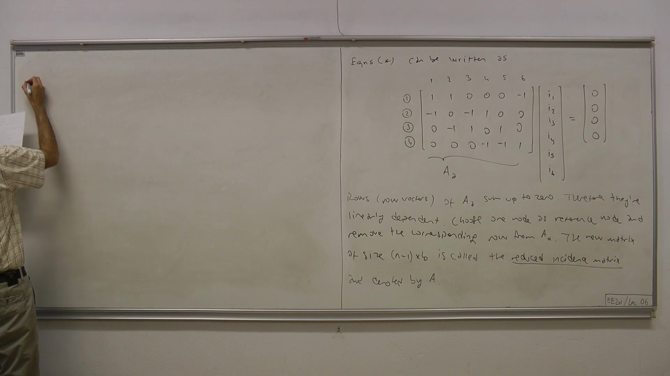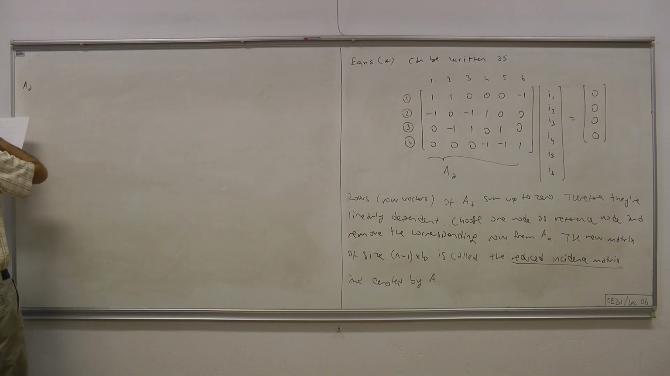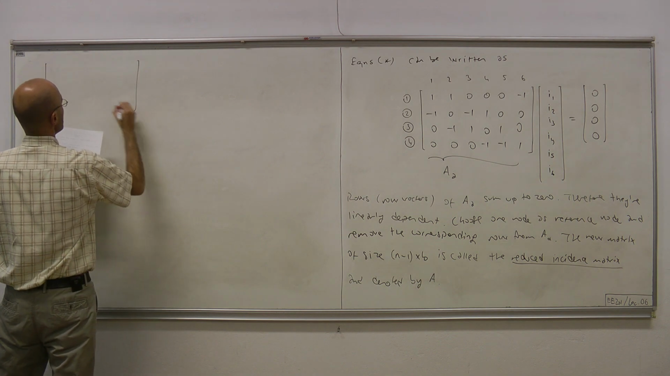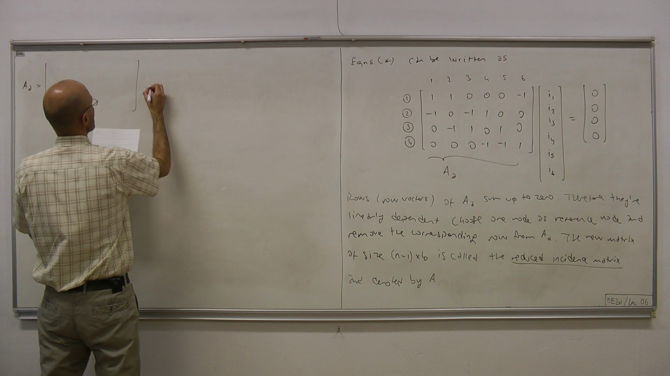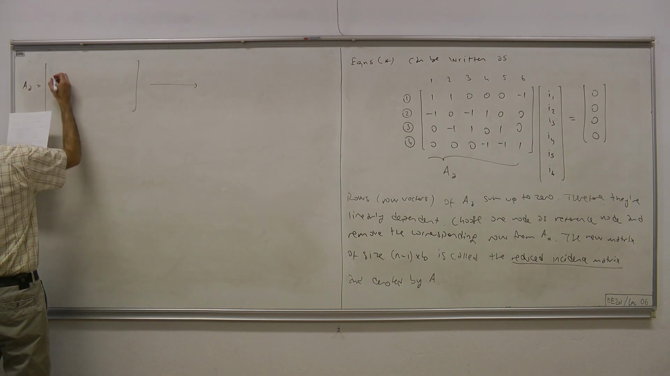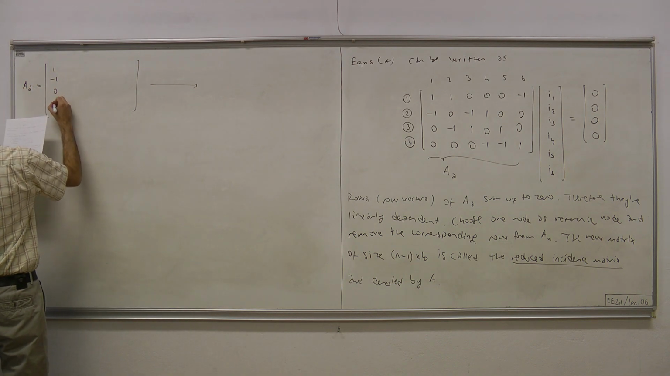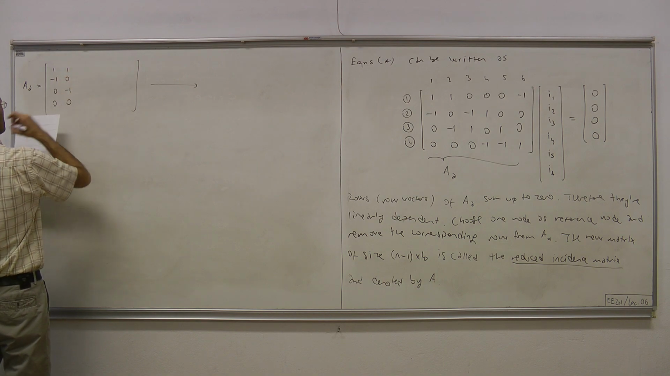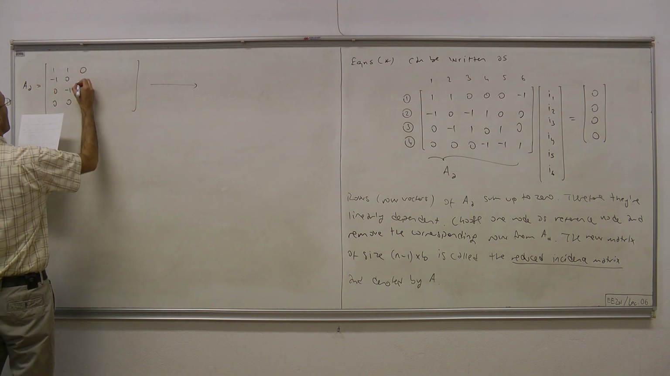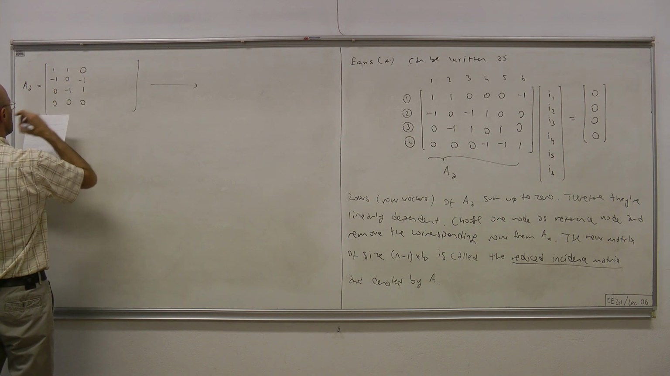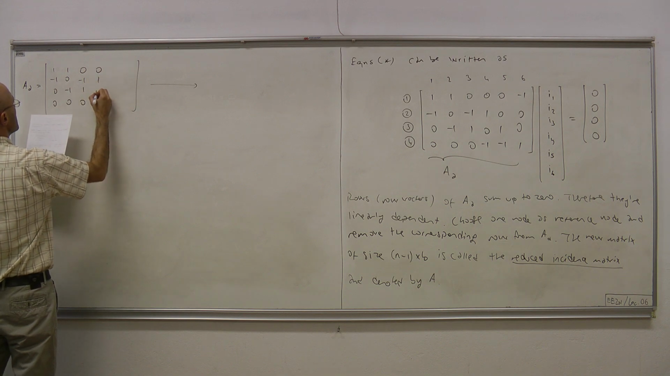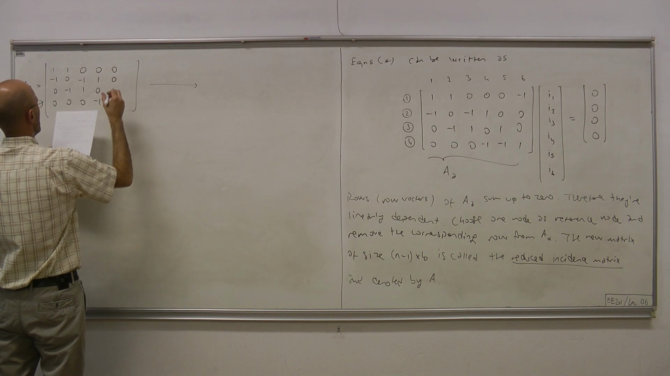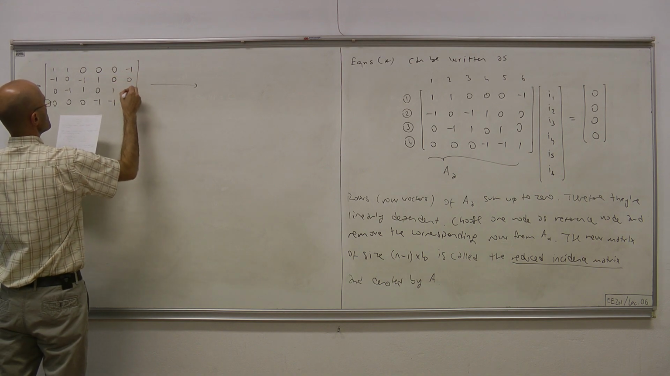Okay, so A is over there. Let me rewrite it. And then 1, minus 1, 0, 0. 1, 0, minus 1, 0. 0, minus 1, 1, 0. 0, 1, 0, minus 1. And minus 1, 0, 0, 1.